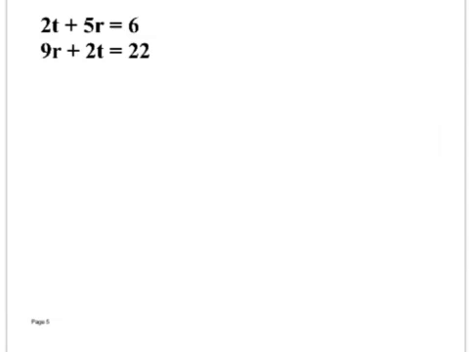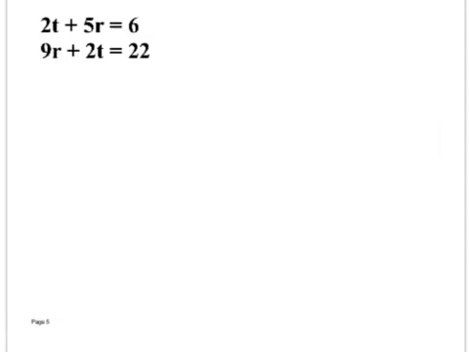Write this down. First thing we want to do is align the variables. So I'm going to move that top one. I'm going to make that 5r plus 2t equals 6. 9r plus 2t equals 22. If I added these, would anything be eliminated? No, it would not. It wouldn't work.